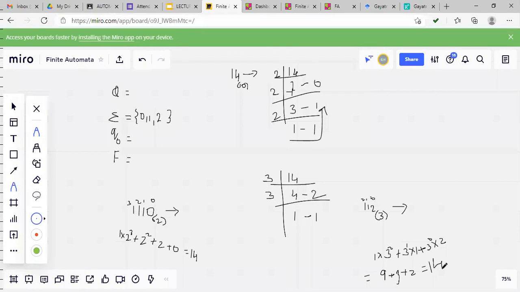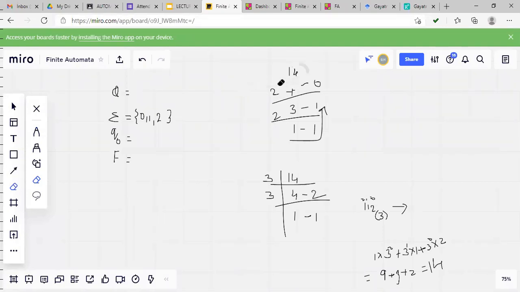Any doubt in ternary number? Okay, this is just to make you understand what is ternary number. That's all. This is not in your solution. Did you get what is ternary number? Everyone? Okay, fine. So now we'll get back to our finite automata, designing finite automata.